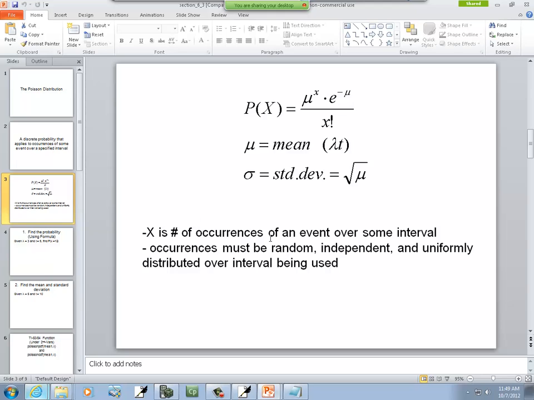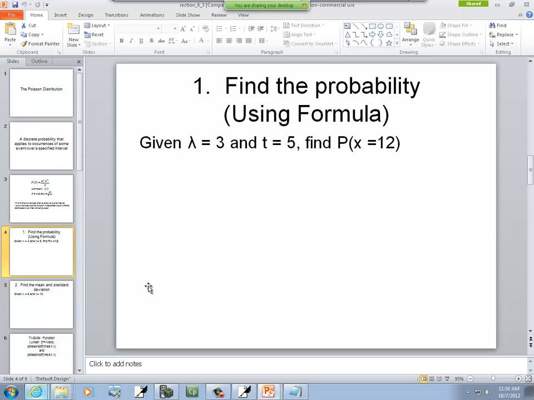Now, x is the number of occurrences of an event over some interval. And our formula, probability of x, is equal to mu to the x times e to the negative mu power, all over x factorial. Now our mu is the mean, of course, but that's lambda times t, and we're going to talk more about that. And then sigma is the standard deviation, of course, which is the square root of mu. Let's take a look at this formula.